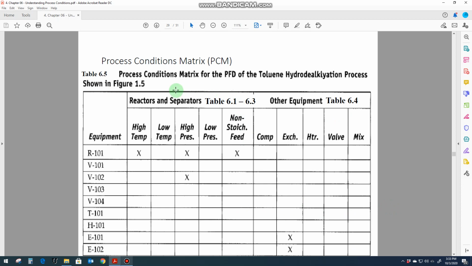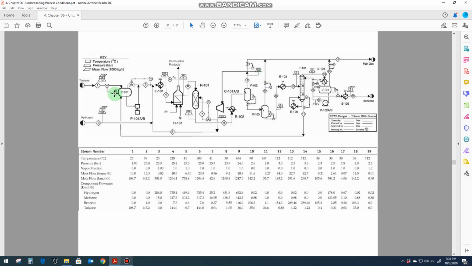Now, there is a matrix here that you can see. This matrix is taken for the toluene hydrodealkylation process, which is represented here. Here you have to look at all of the process streams mentioned and see what the conditions of special concern are: if you are operating any process stream above a temperature of 260 degrees centigrade, or at a pressure above 10 bar, then that is a condition of special concern.